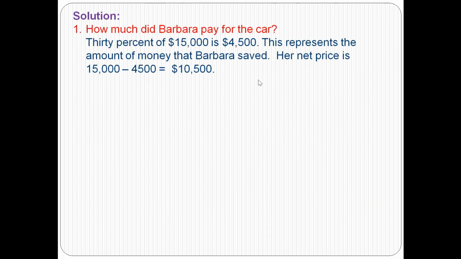The first question you need to ask yourself: how much did Barbara pay for the car? She got 30% discount. How much did she actually pay? So 30% of the 15,000 is $4,500. So she got a discount of this amount. That means she paid 15,000 minus $4,500, or she paid $10,500. So Barbara bought her car with this amount of money.